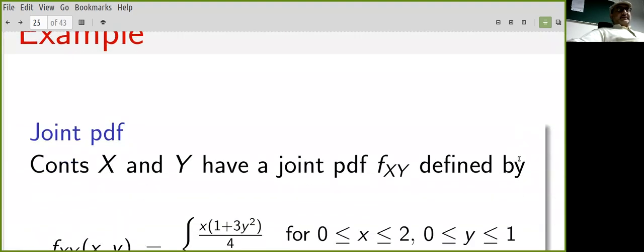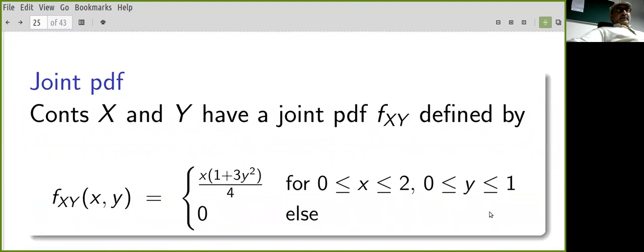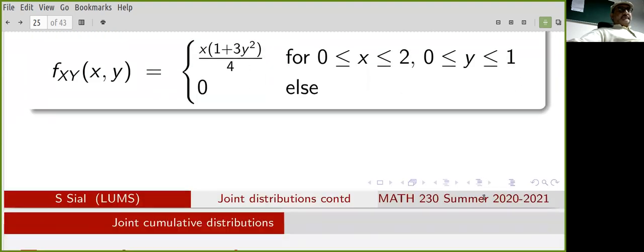Okay, so let's do an example. Supposing that I'm given a joint PDF, f_XY, defined by f_XY(x,y) equals x times (1 plus 3y squared) over 4, for x between 0 and 2, and y between 0 and 1, and 0 otherwise. Now I want to get out the marginal distributions.